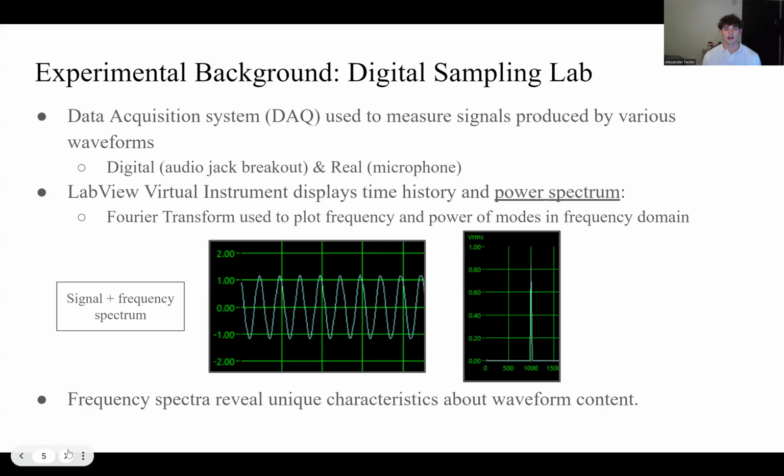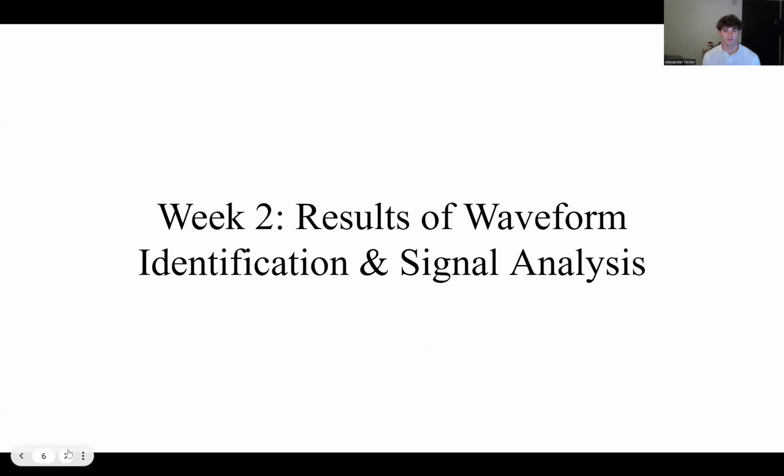In this experiment, a data acquisition system was used to measure the signals produced by various digital and real audio waveforms. A VI was used to display the time history and power spectrum for each of the waveforms. By displaying the frequency and power of each of the modes in the signals, the frequency spectra revealed unique characteristics about the waveform content. The following tables display the results of waveform identification and signal analysis for 11 digital audio waveforms.